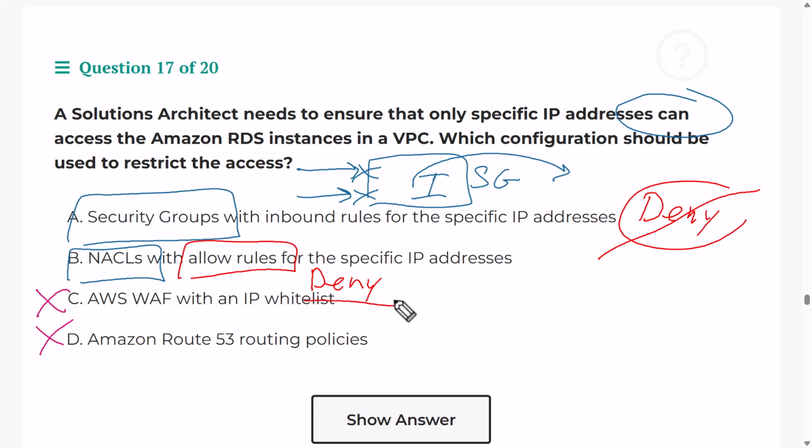So if this question said that an architect needs to ensure that certain IP addresses cannot access RDS instances in a VPC, I might lean towards network access control lists for that one. But given that our goal is to allow specific IP addresses to talk to the database servers, that this is their primary workload, security groups are the more natural, intuitive way to make that work. Security groups is our correct answer.